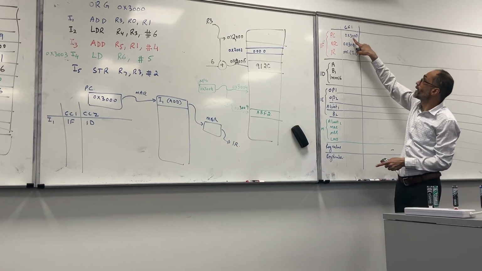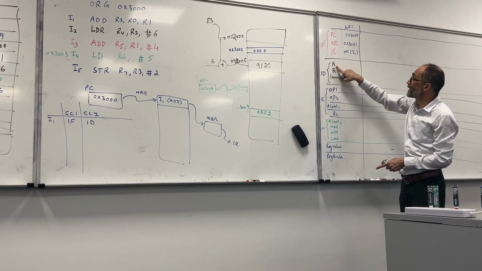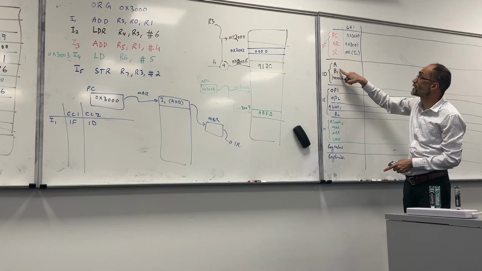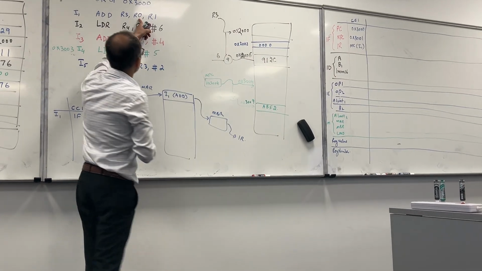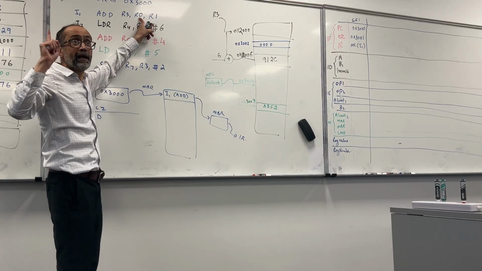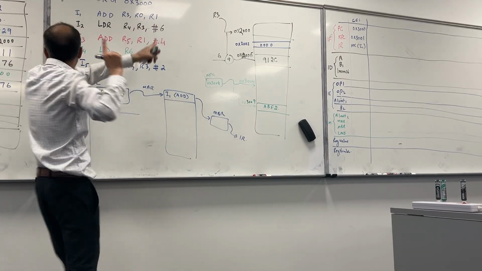In clock cycle 2, now what are we going to do? In clock cycle 2, what will be the value of A? A is actually the first operand. Now if you look at this instruction, what will go to A? Help me here. R0. What is the content of R0?